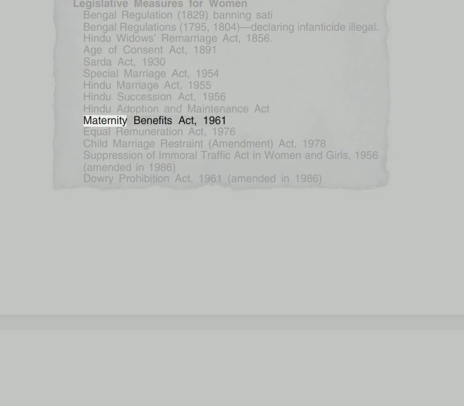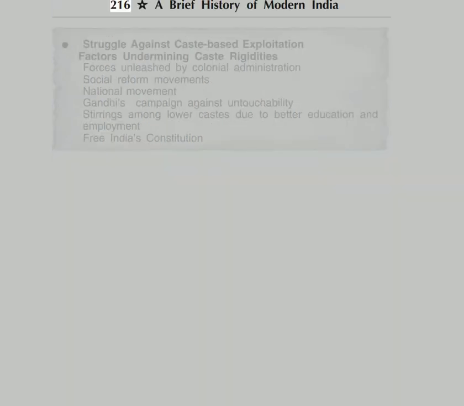Maternity Benefits Act, 1961. Equal Remuneration Act, 1976. Child Marriage Restraint Amendment Act, 1978. Suppression of Immoral Traffic in Women and Girls Act, 1956, amended in 1986. Dowry Prohibition Act, 1961, amended in 1986. 216. A brief history of modern India.